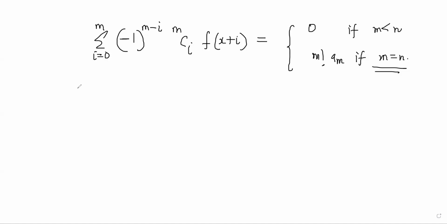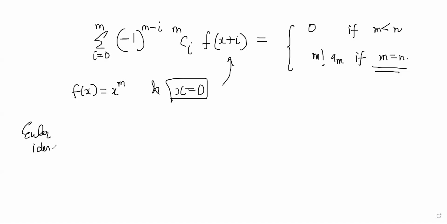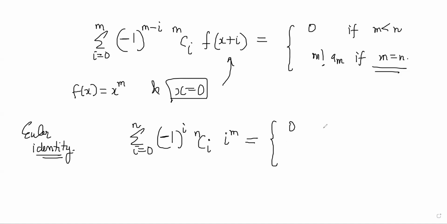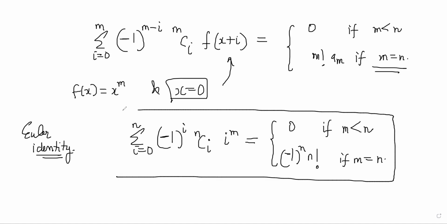So from here we can take f of x as x power n, and let's take x equal to 0 in this formula. We will get the Euler identity that is sometimes important in problem solving. So we'll get summation i equal to 0 to n, minus 1 power i, nCi, i power m, is equal to 0 if m is less than n, and minus 1 power n times n factorial if m is equal to n. So this is Euler's identity, proven by using the formula for the nth order difference and applying it to a special case of the polynomial f of x equal to x power n at x equal to 0, using step size h as 1, right?